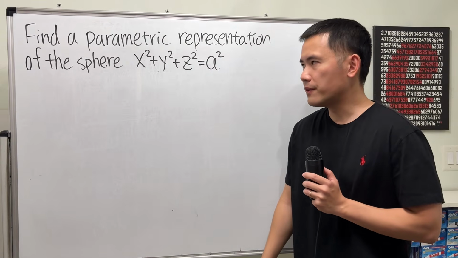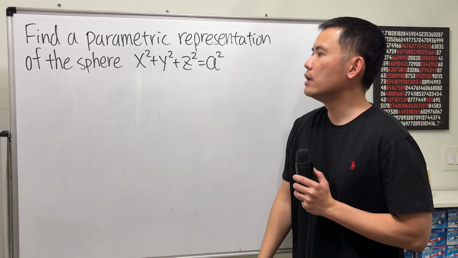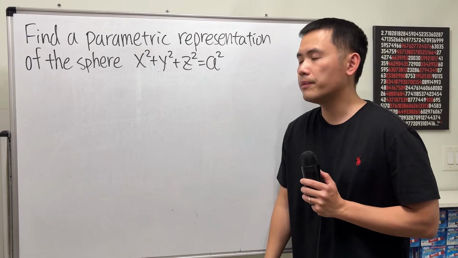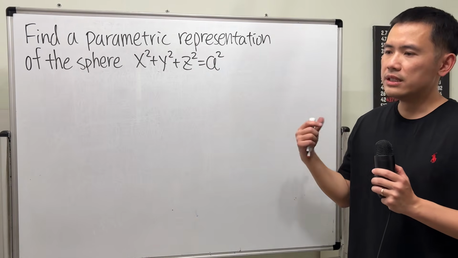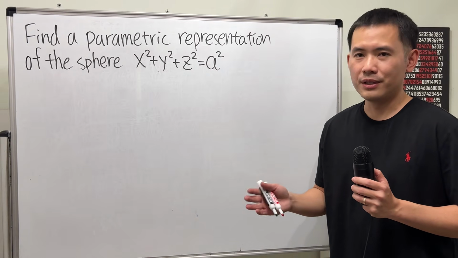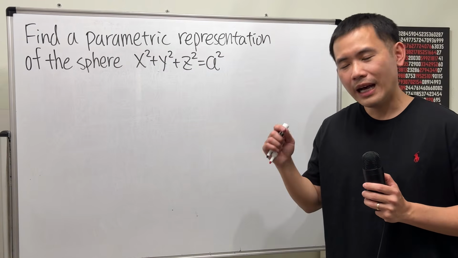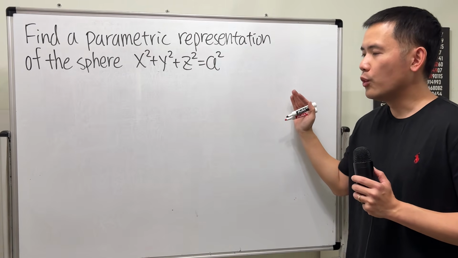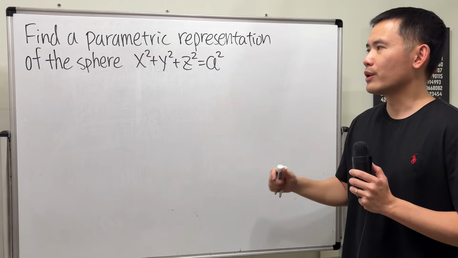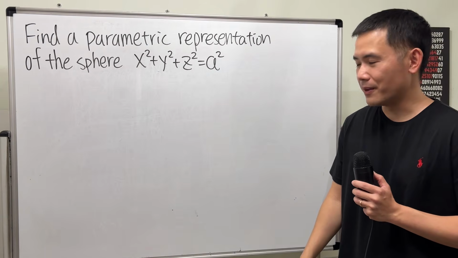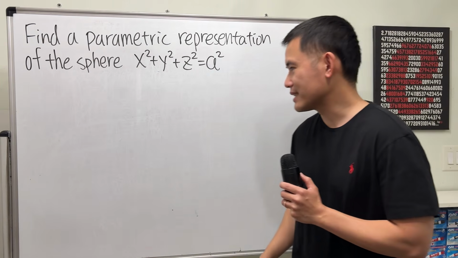Let's see how we are going to find a parametric representation of the sphere with radius a, which is given by this equation here. And of course, you can just quote the spherical coordinates formulas, but we're not going to do that because otherwise, where's the fun, right? I want to review how to convert from rectangular to spherical, or maybe the other way around, so that we can come up with the parametric representation for this right here in this video. So let's go ahead and do that.